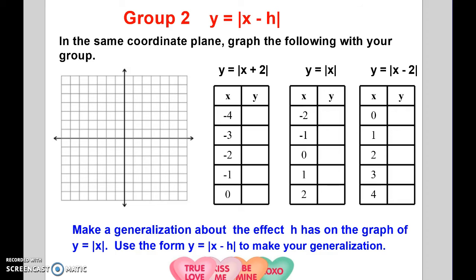Let's look at what happens if you have a number on the inside of the absolute value. So again, here's your parent graph. We know our vertex was 0, 0. It was negative 1, 1, 1, 1, negative 2, 2, 2, 2. So we graph that.